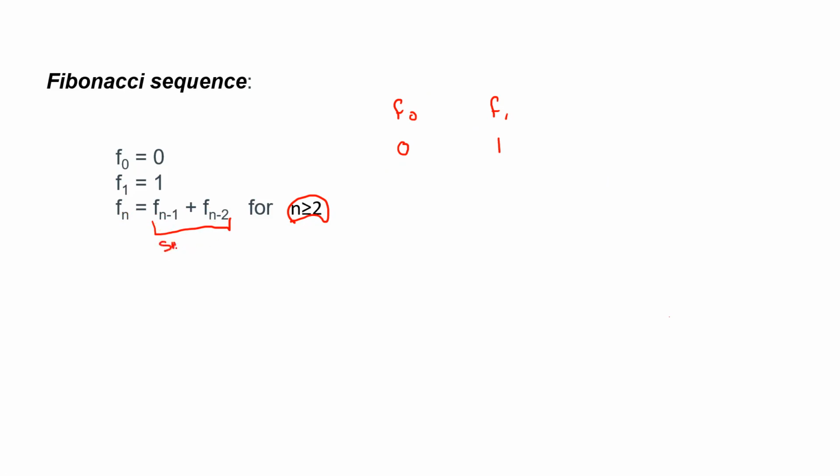So this would be the sum of the two previous terms. Okay, so to find F2, I look at the previous terms and add them together. 0 plus 1 is 1. To find F sub 3, I look at the two previous terms and add them together. 1 plus 1 is 2. And then F sub 4, 1 plus 2 is 3.